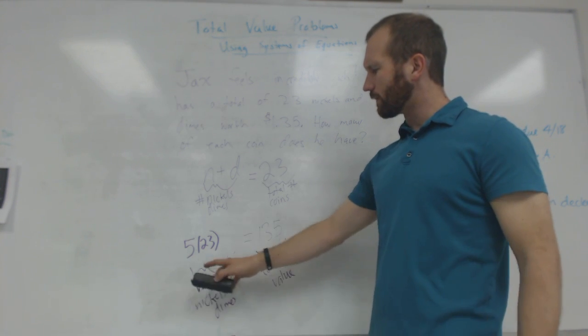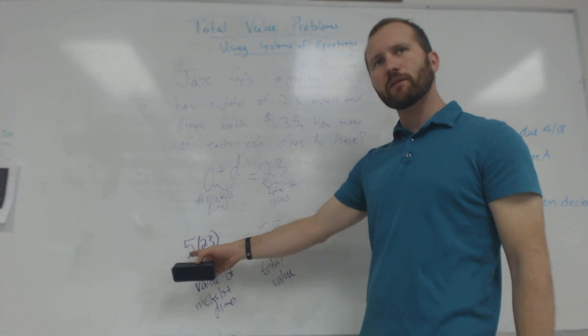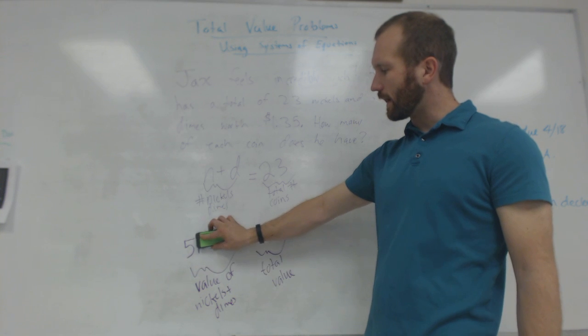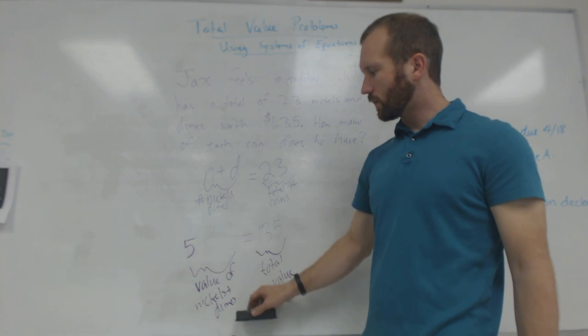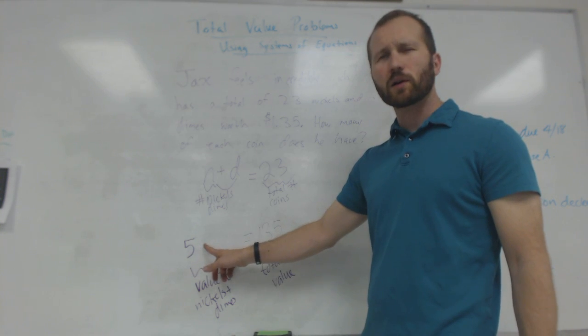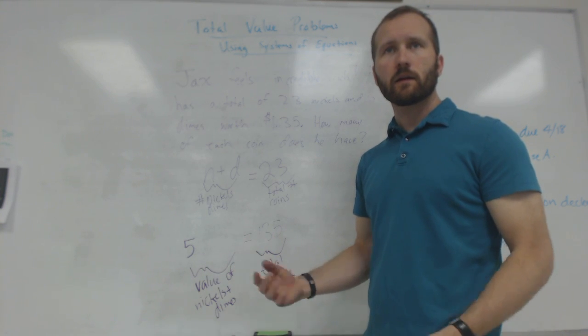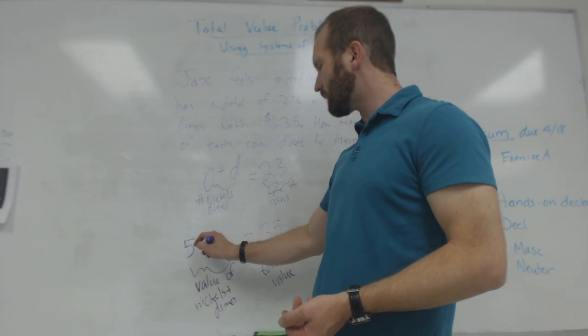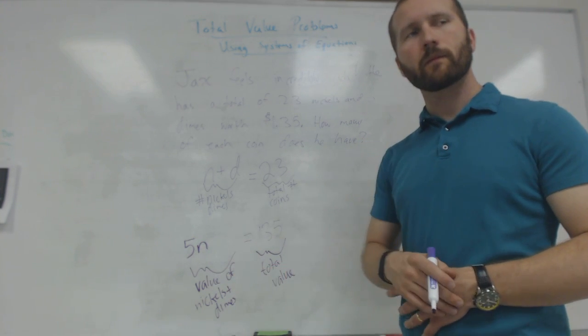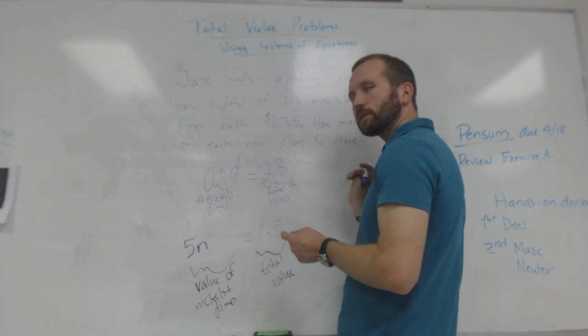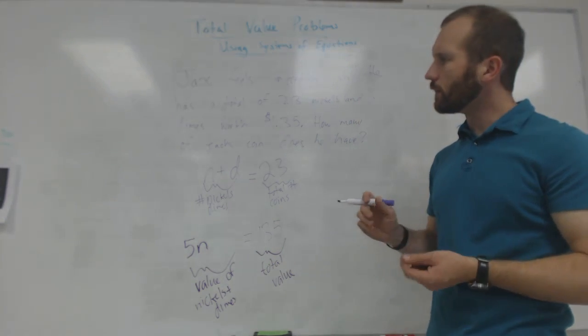So how would I say 5 times what would tell me the value? Since we don't know the actual number of nickels, what could we say instead of the number? N. Right? We can use N. N is the number of nickels. So 5N is the value of nickels. Think about it this way.